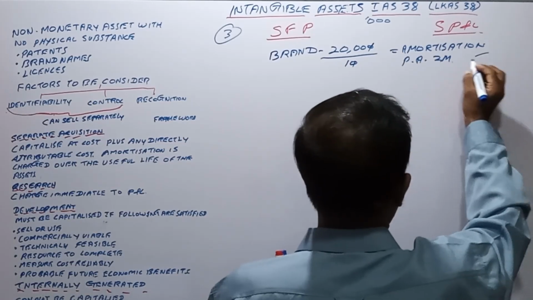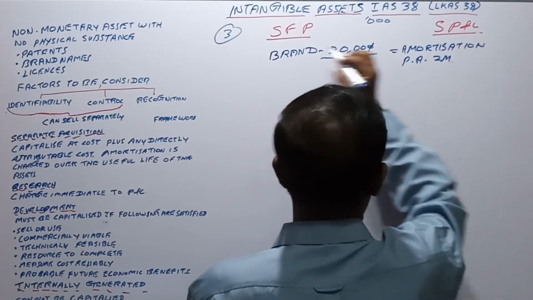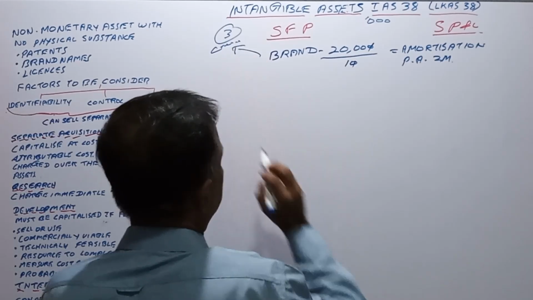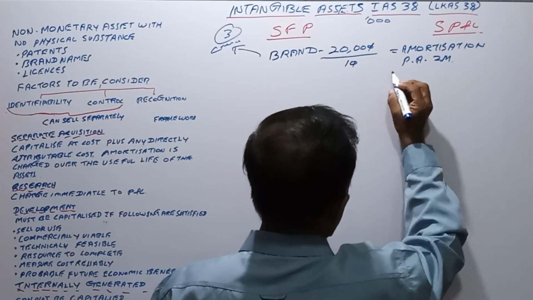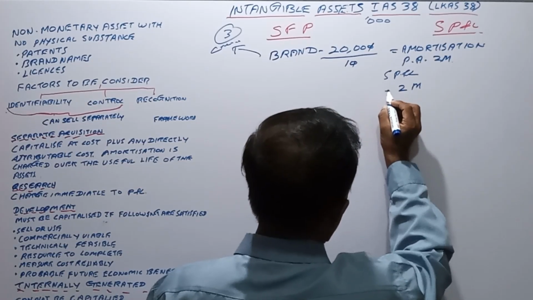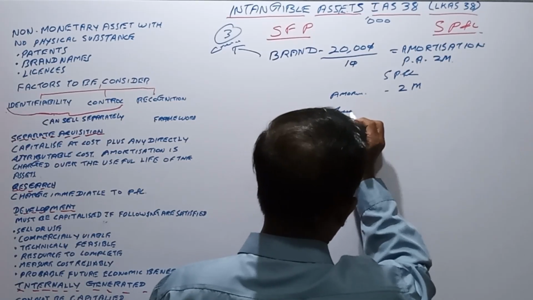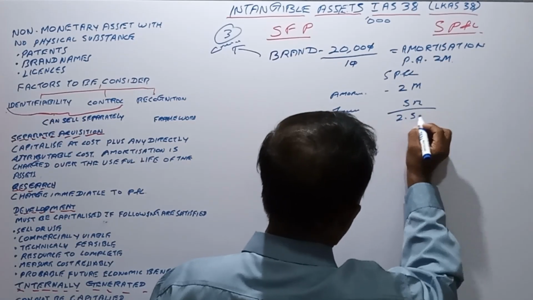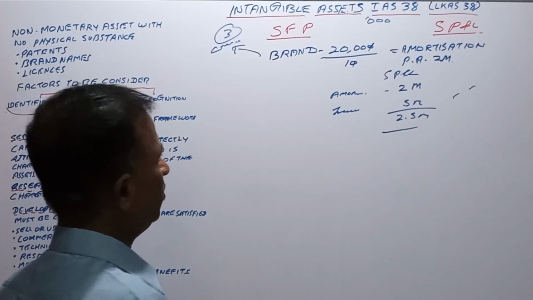This cannot be capitalized, there is no active market, right? So the 2 million amortization you can take in the statement of profit and loss, and for the training you will get 0.5 million. Then altogether 2.5 million you will show in the statement of profit and loss account.